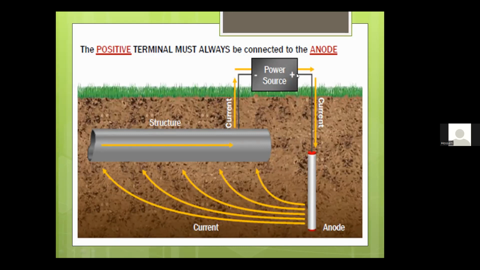The current is injected here from the positive to the anode, then discharged from the anode surface to the soil and travels to reach all the surface of the structure, then is picked up from the surface of the structure and travels from inside the structure itself to this point, which is called the drain point, then collected in the drain point in the negative terminal to come back to the power source and close the circuit. So the positive terminal must always be connected to the anode.